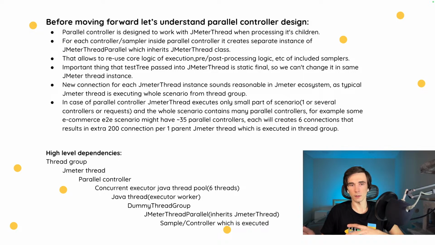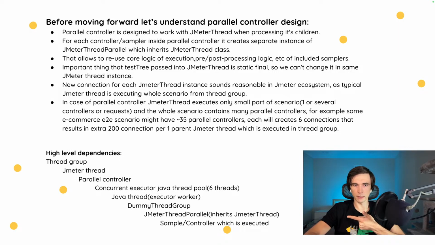So let's say we have a thread group. We have a JMeter thread. It's a common JMeter thread or user, which is executing everything inside the thread group. Then we have a parallel controller. By default, originally, each parallel controller creates a separate concurrent executor, a Java thread pool with 6 threads by default, because we are limiting it to 6 threads.